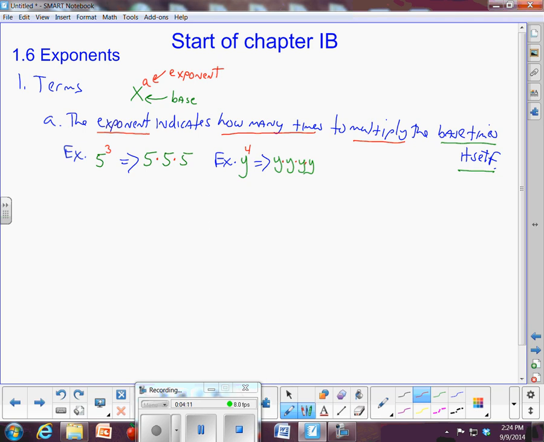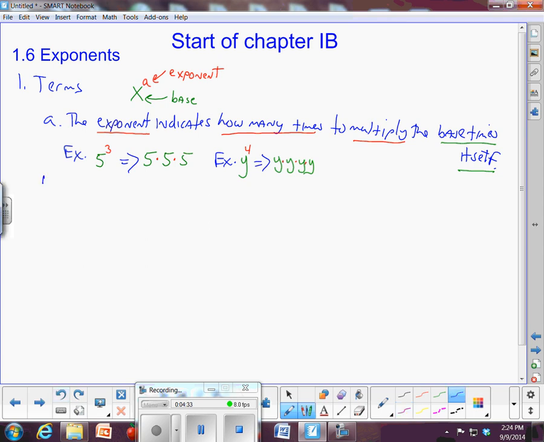Now, this is called expanded form. Right? When you write it out like that, it's called expanded form. We've expanded the base times itself as many times as the exponent says to do so. So that's called expanded form, and that will come up at times.